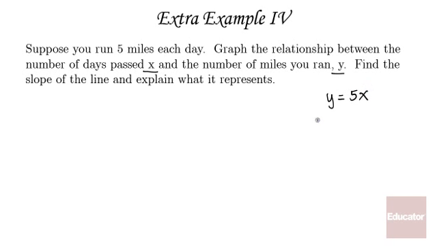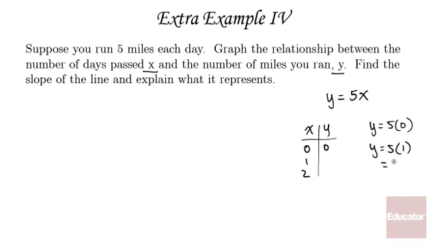So the slope of the line here is, I'm going to create the graph, 0, 1, 2. So if I ran 0 days, I have 0 miles. If I ran 1 day, I have 5 miles. If I ran 2 days, I've gone up to 10 miles. So let's find the slope. I'm going to use these two as my coordinates, 1, 5 and 2, 10.